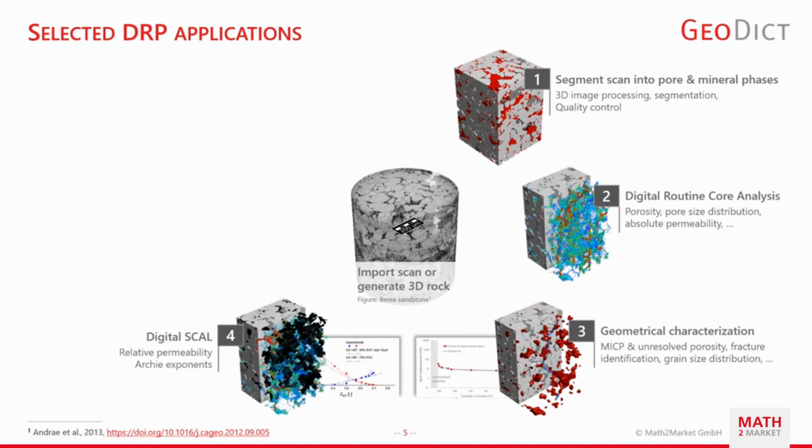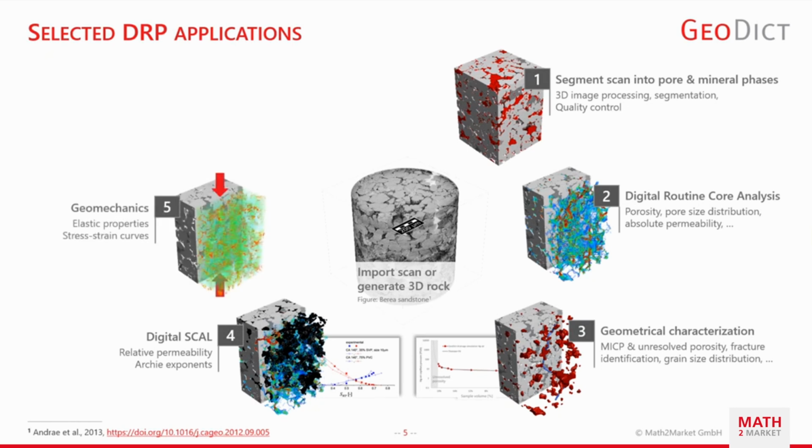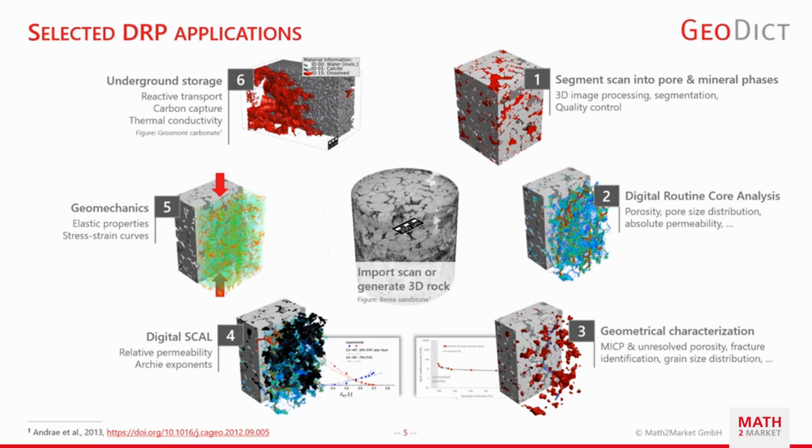Another thing you can do is a digital SCAL with GeoDict, looking at relative permeability and Archie exponents. Then there's geomechanics, looking at elastic properties, but also at stress-strain curves with GeoDict. And finally, the entire topic of underground storage, talking about carbon capture and carbon storage, but also hydrogen applications or thermal conductivities for geothermal applications.